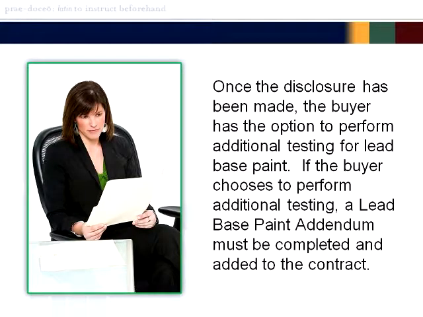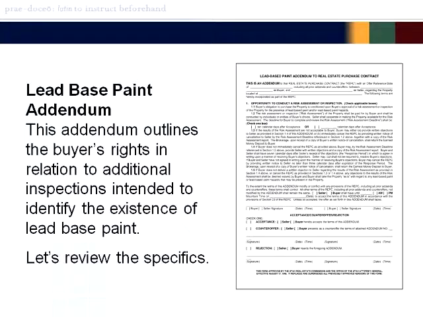Once the disclosure has been made, the buyer has the option to perform additional testing for lead-based paint. If the buyer chooses to perform additional testing, a lead-based paint addendum must be completed and added to the contract. Lead-based paint addendum. This addendum outlines the buyer's rights in relation to additional inspections intended to identify the existence of lead-based paint. Let's review the specifics.